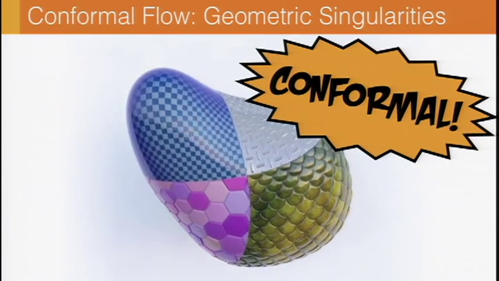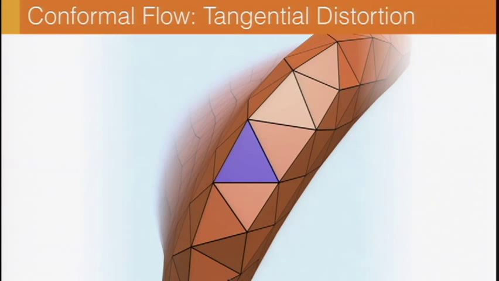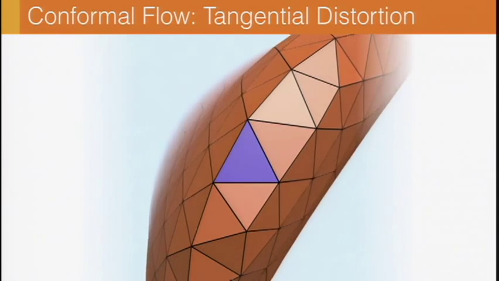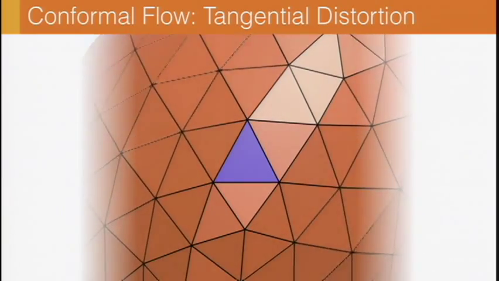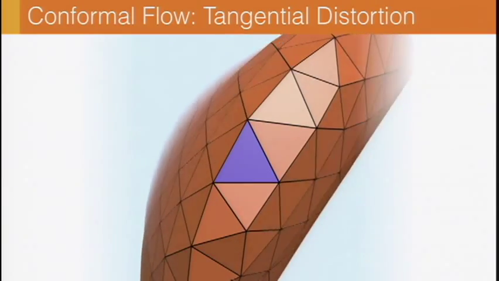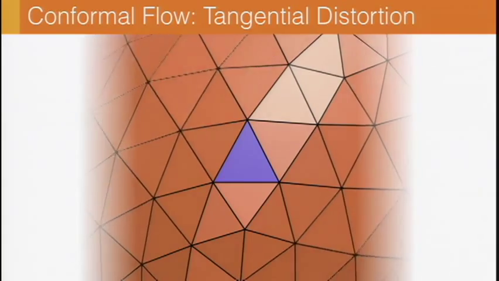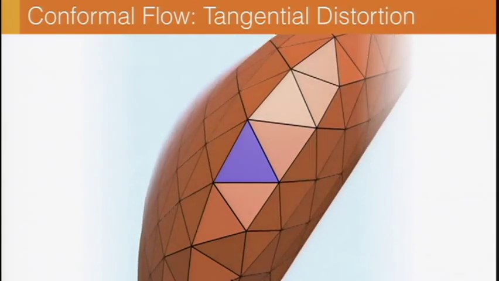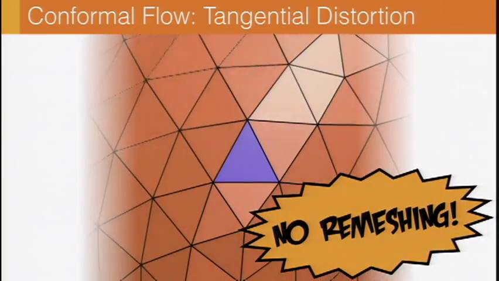Likewise, if we watch the mesh itself evolve over the course of the flow, we'll see that the triangles preserve their shapes quite nicely. And this is important for preserving things like the numerical conditioning of the Laplace operator, which we can do without doing any kind of remeshing along the way.